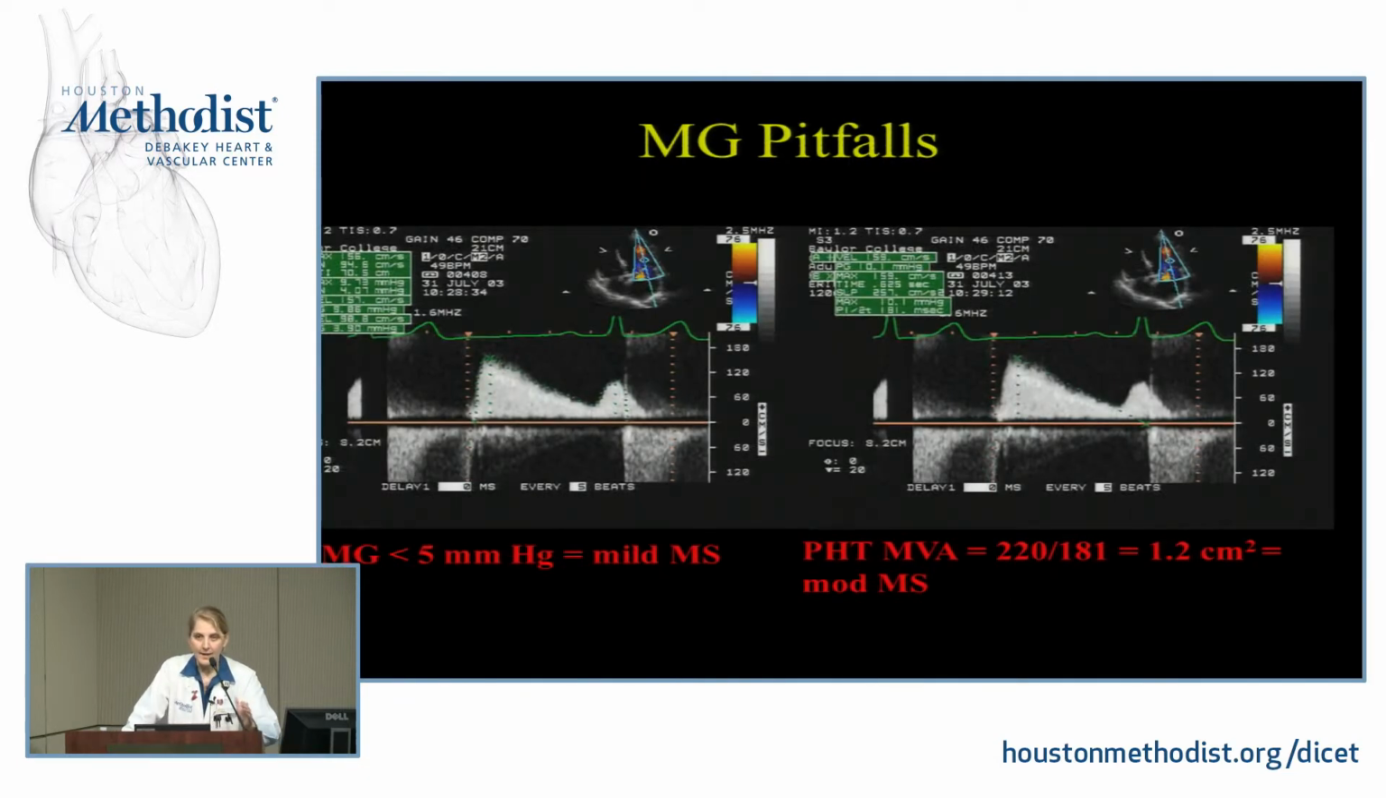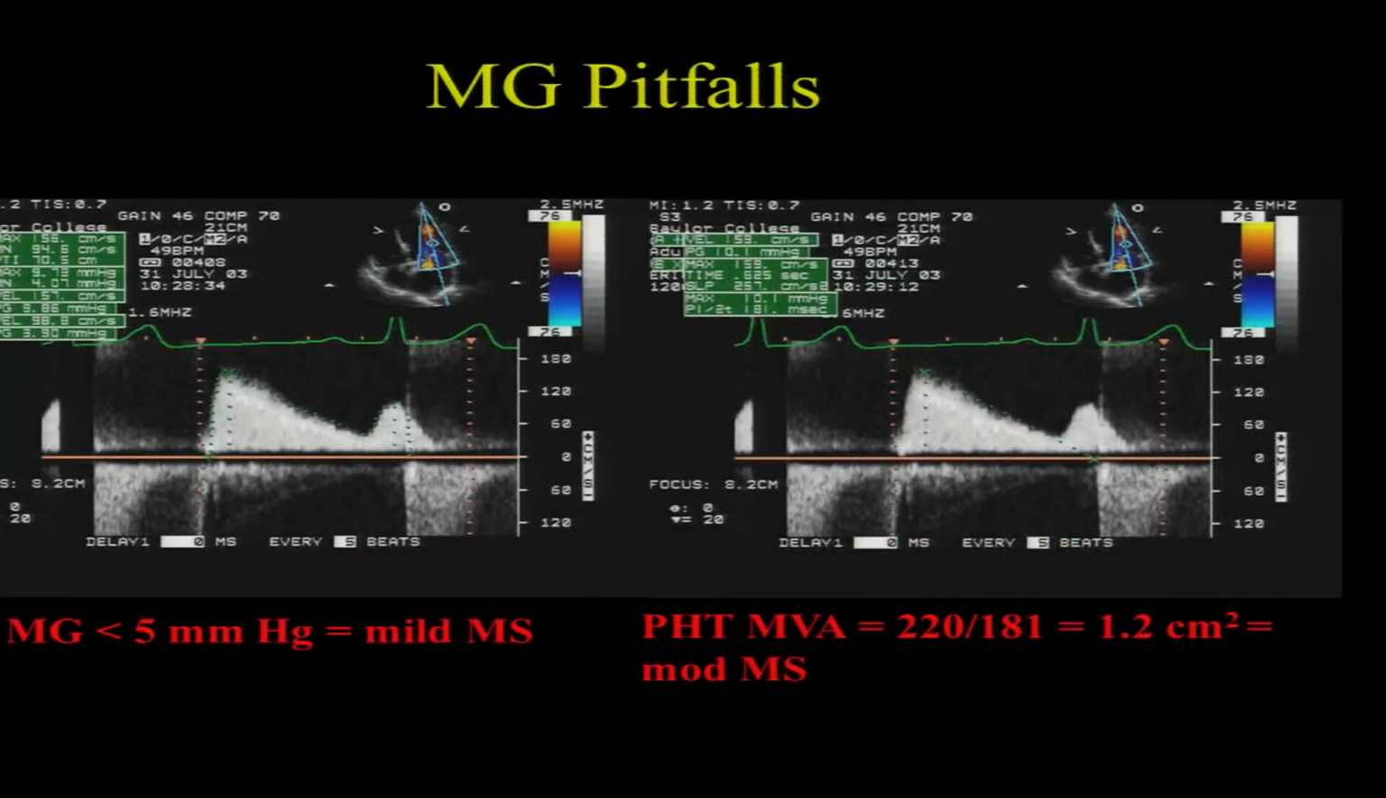So this is looking at calculating that mean gradient in a patient example, and you can see here that the mean gradient is 5, which per the guidelines is mild mitral stenosis. When we calculate it using the pressure half-time, the area, which is 220 divided by that pressure half-time decay, you can see that the valve area is 1.2 centimeters squared, which is consistent with moderate mitral stenosis. So when you have this, because this doesn't happen infrequently in the echo lab, you have to look at the case really, really carefully and try and figure out which one's correct.